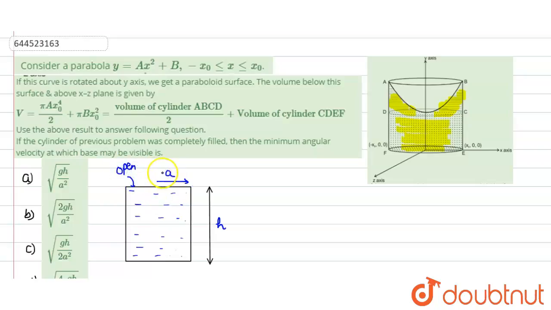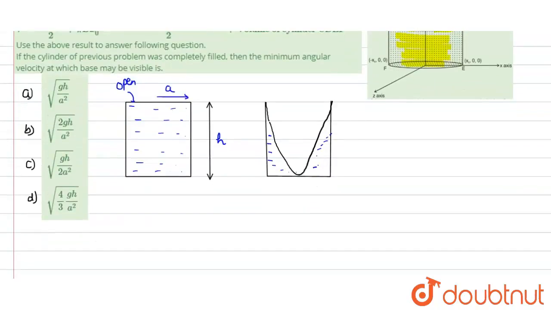Now, if we rotate this, we need to find the minimum angular velocity at which the base may be visible. If we draw this container, this is the bottom and this is the side of the container. What will happen if we increase the velocity? A stage will come when the surface of the liquid would be something like this, and here the liquid will be filled. That means this base is visible. Now we need to find the value of omega.